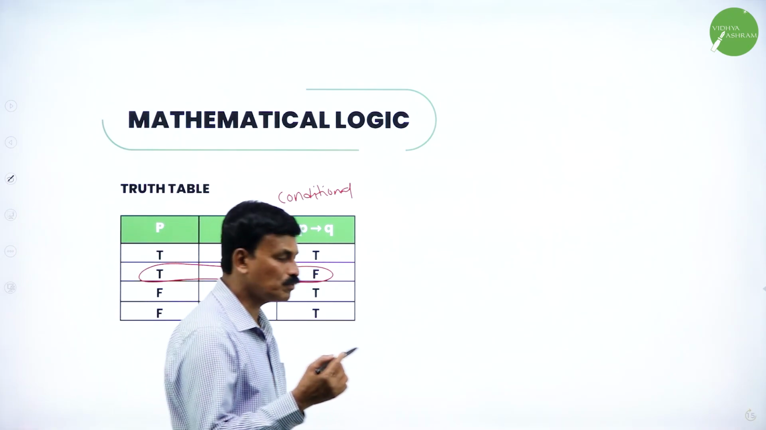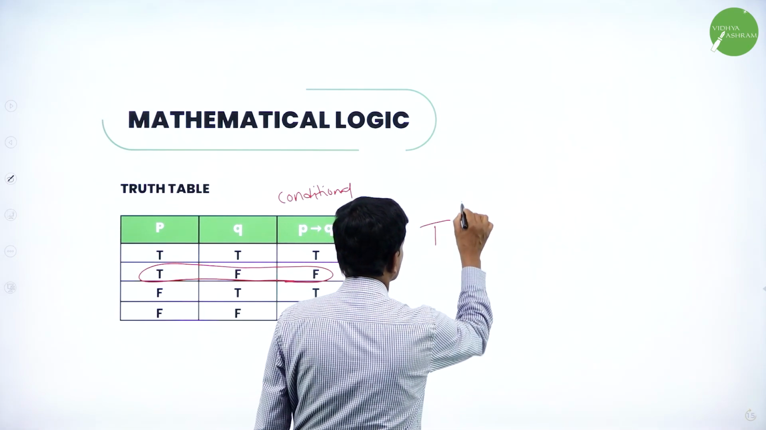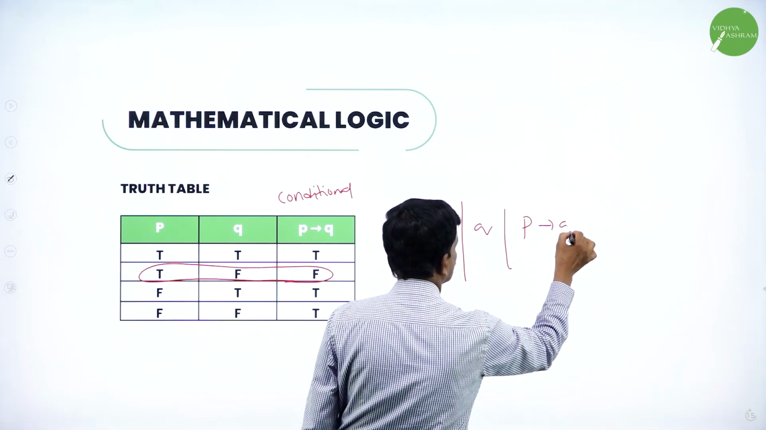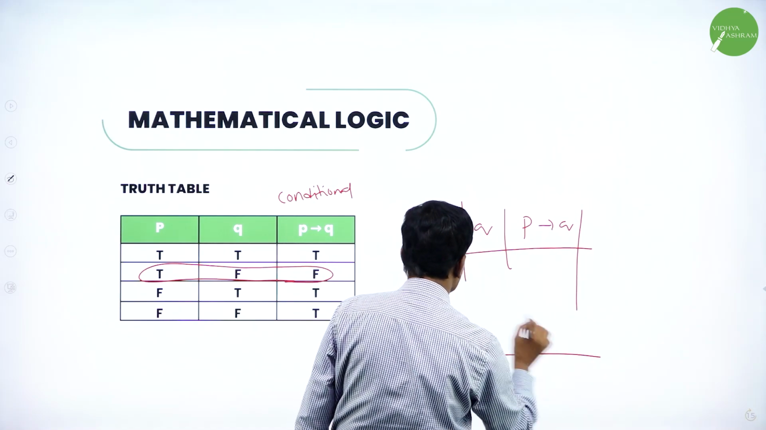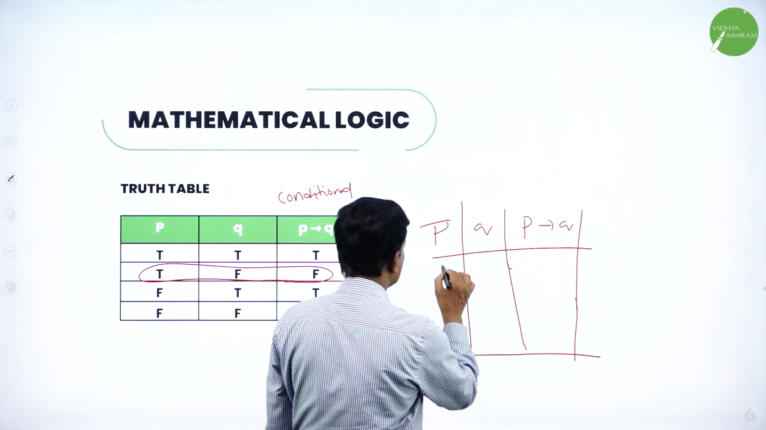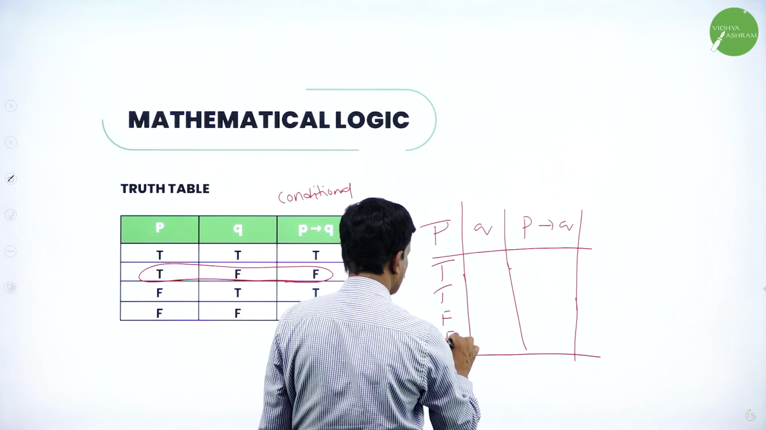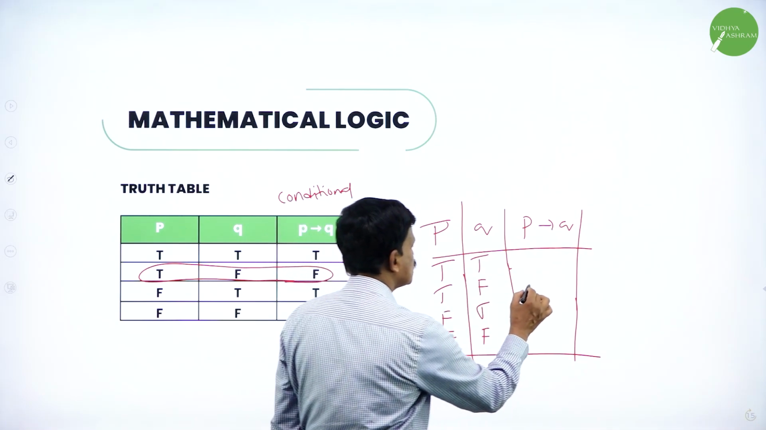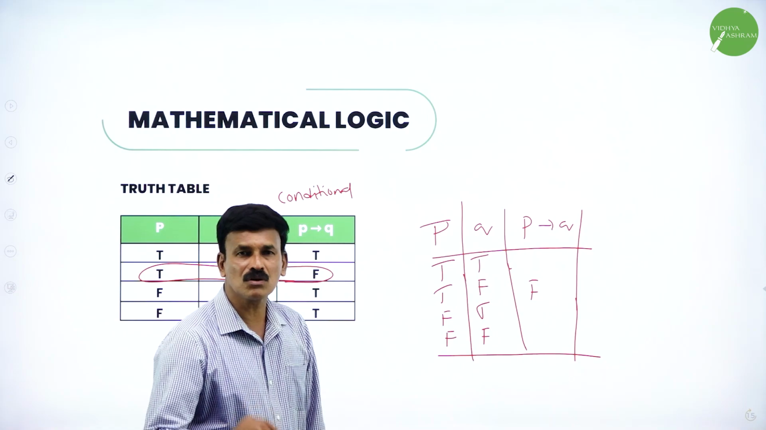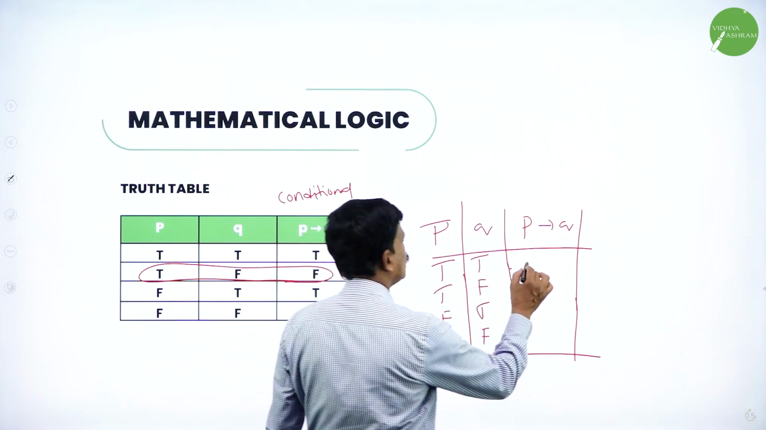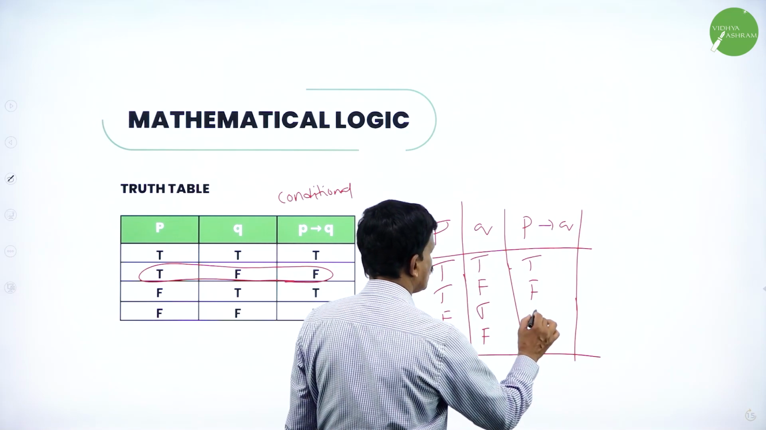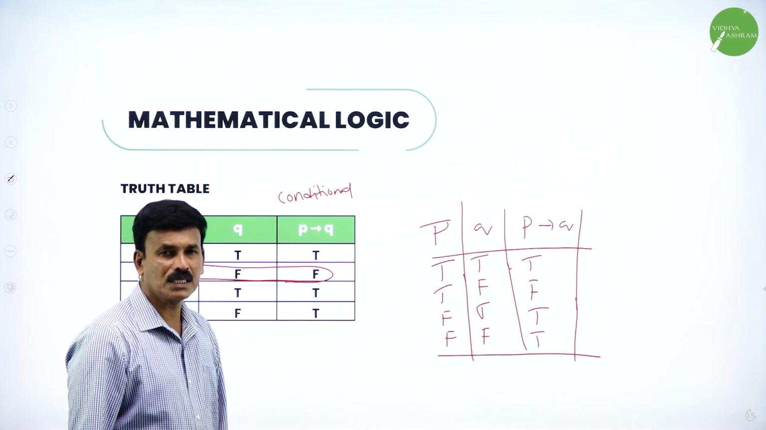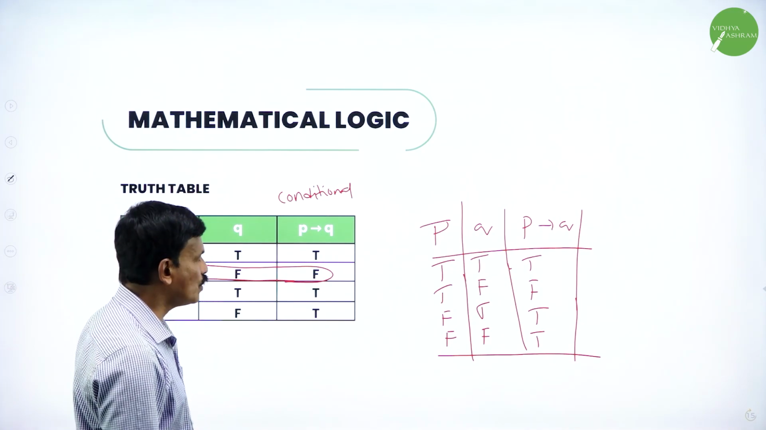So how to write the truth table for conditional? This is P conditional to Q. So here, as usual, write true, true, false, false, true, false, true, false. So true and false is false. In all other cases, it is true. So true and true is true. True and false is false. False and true is true. False and false is also true. This is the truth table for conditional. Right. Now move on to the next one.